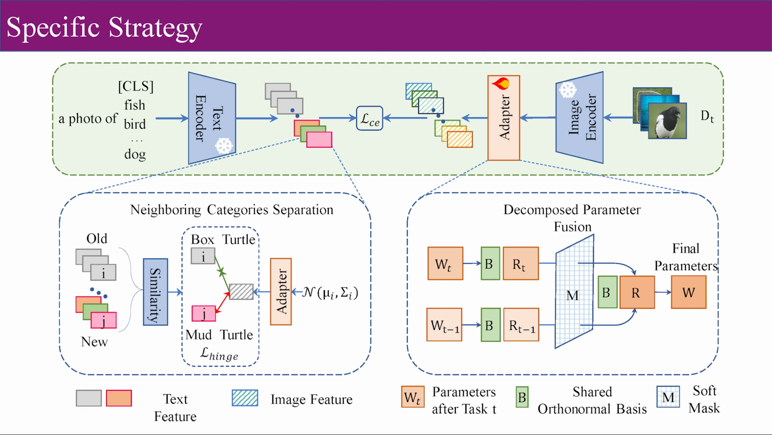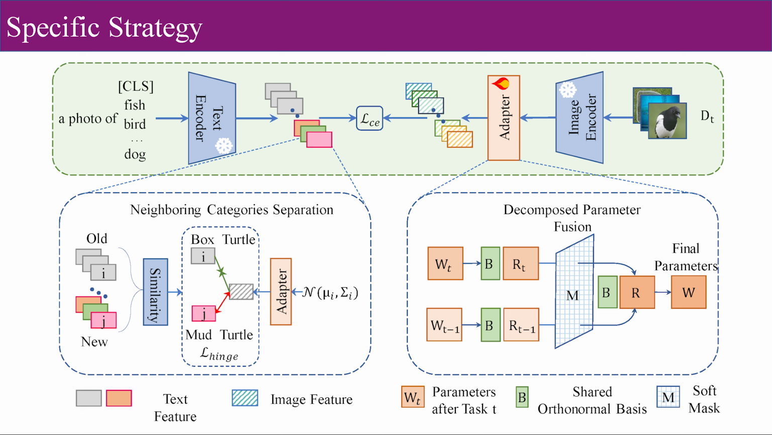We then sample simulated old categories using the mean and covariance of the features output by the pre-trained models corresponding to these categories. The sampled features are fed into the adapter, and we optimize using hinge loss to make them close to the text embeddings of the old categories and distant from those of the new categories.